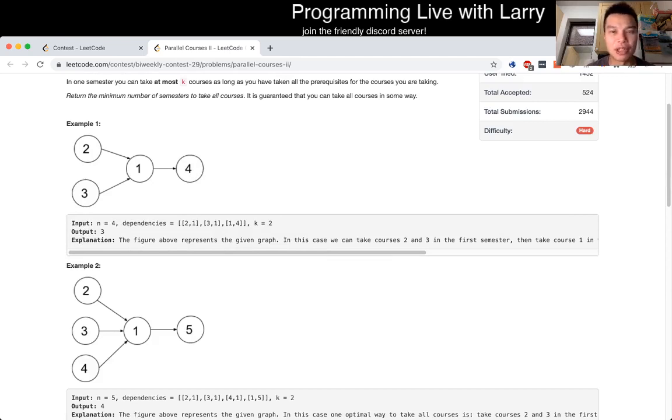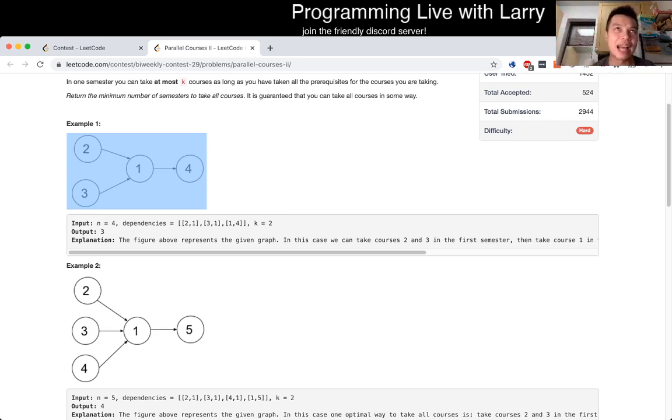What do you greedy on first of all? So the greedy solution is that for every graph, the longest path is going to be your minimum number of semesters at least, right? Because if there's a longest path of length x, it's always going to take at least x semesters because you only take one at a time, right?